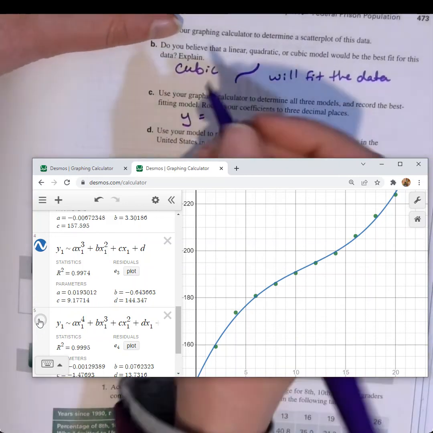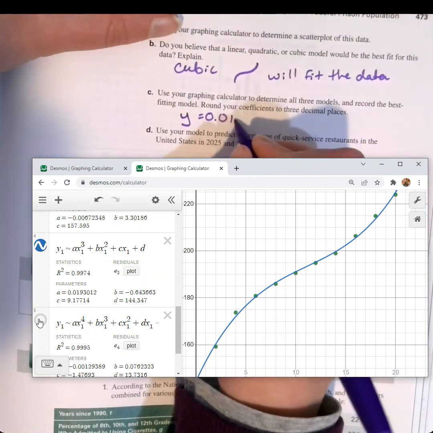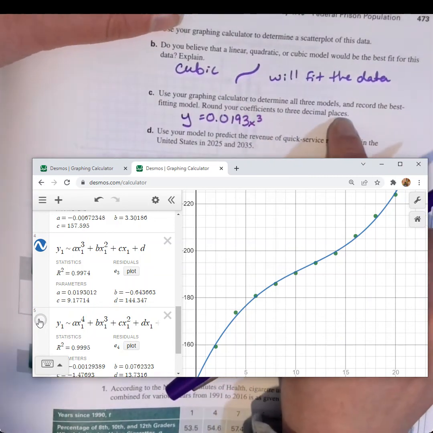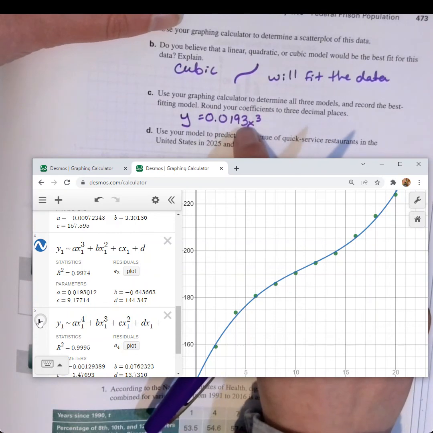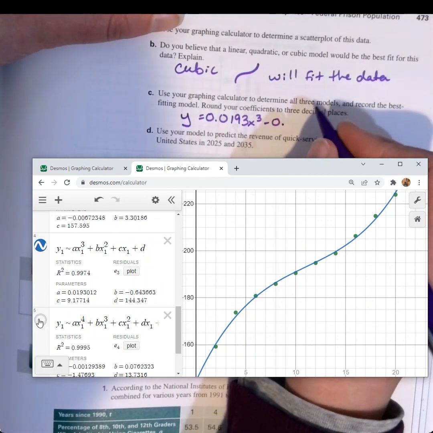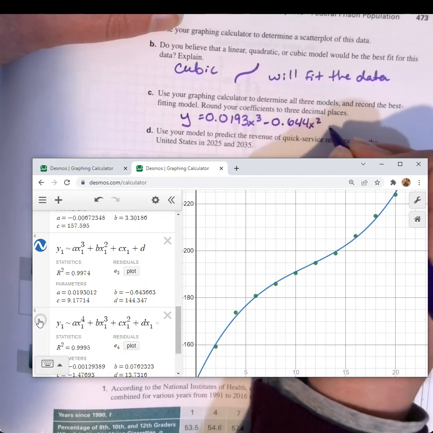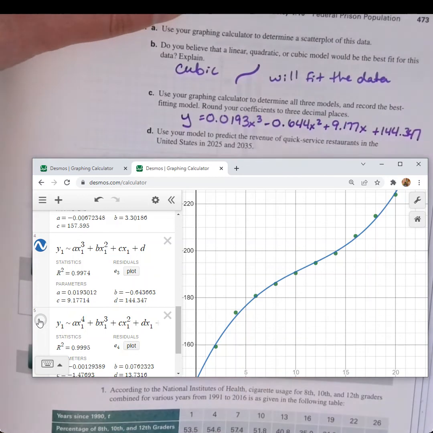Okay, so the A value is 0.0193 x cubed. It wants three places. I'm going with three significant figures. Perhaps on my math lab you would round this as 0.19, but I'm going to make sure I have three significant figures here. And then minus 0.644 x squared plus 9.177x plus 144.347. That's our cubic model.